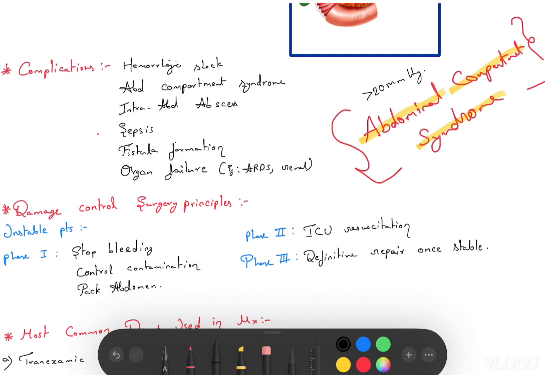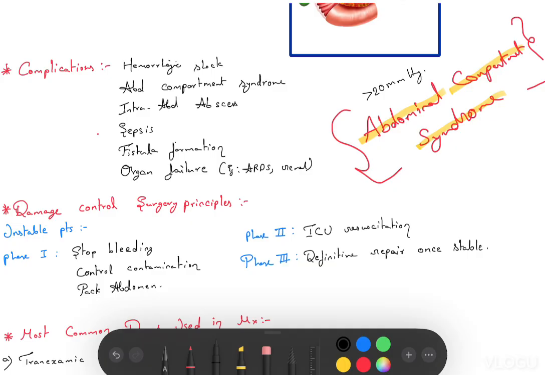Next we can do the massive transfusion protocol. If the patient has too much bleeding and massive hemorrhage, then we use the massive transfusion protocol. In modern practice, packed RBC, fresh frozen plasma, and platelets are given in a 1:1:1 ratio. The main goal is to prevent coagulopathy, hypothermia, and acidosis, the lethal triad.